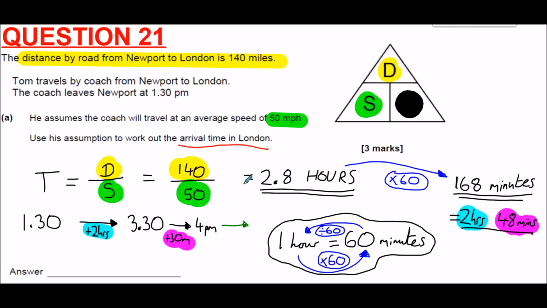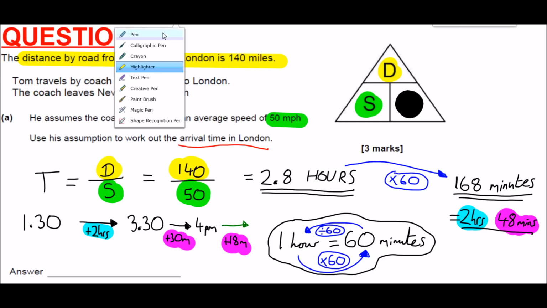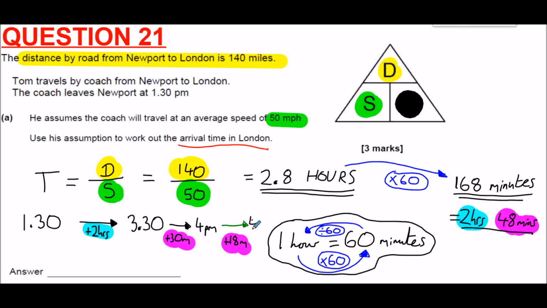So if we add on a further and final 18 minutes, that will take us to 4:18 p.m. And so the arrival time in London is 4:18 p.m. I'm now going to show you a much easier way, but only if you're comfortable using a calculator.